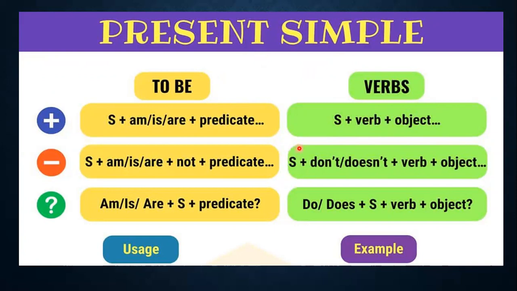We move to the negative part that is subject plus don't or doesn't. Remember that these things are called auxiliary verbs. Son llamados auxiliares, verbos auxiliares. What is the task or what has to do an auxiliary? ¿Qué tiene que hacer un auxiliar? To help. Auxiliar, como dice la palabra, auxilia al verbo principal de la oración.